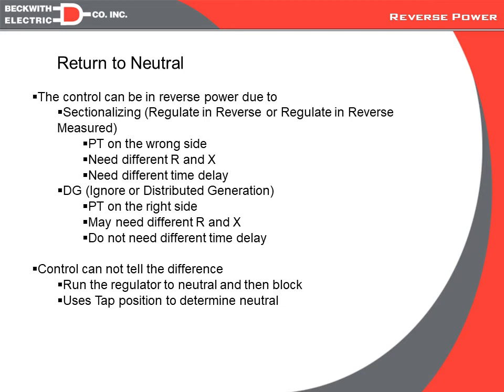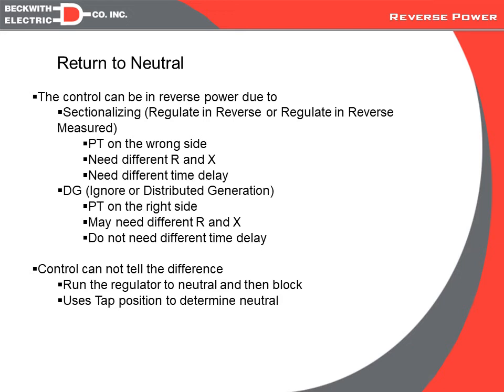So in that mode, we can, again, see reverse power due to two different reasons. Sectionalizing, in which case the PT is on the wrong side. We also need to switch the R and the X, and we also need a different time delay. Or it could be DG, in which case the PT is on the right side of the regulator. We still may need a different R and X, but we do not need a different time delay. And because we have to do it differently depending on which of the two, and we cannot tell, we just kind of determine and leave it alone.